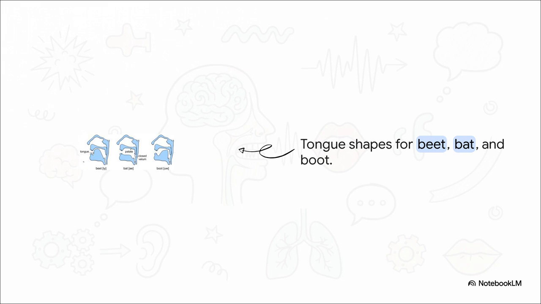Say the word beat. You'll actually feel the highest part of your tongue push forward and up towards the roof of your mouth. Now say boot. You should feel the bulk of your tongue physically slide backward. And if you say bat, your tongue drops much lower. By adjusting the height of the tongue, the frontness or backness of the tongue, and whether our lips are rounded or flat, we basically tune the open cavity of our mouth like a biological synthesizer to produce different vowel frequencies.